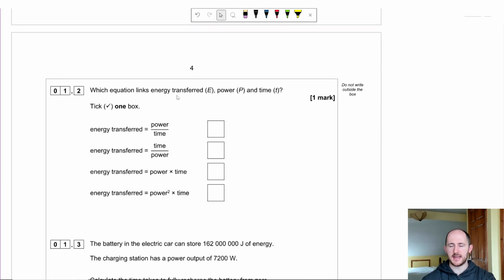Which equation links energy transferred, power, and time? Well, the equation you're looking at is power equals energy over time, which means energy equals power times time. You can also look at the units. Power is joules per second, times seconds, which means we're just left with joules. So it's going to be the third option there.